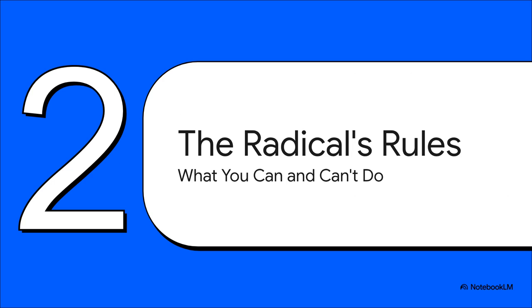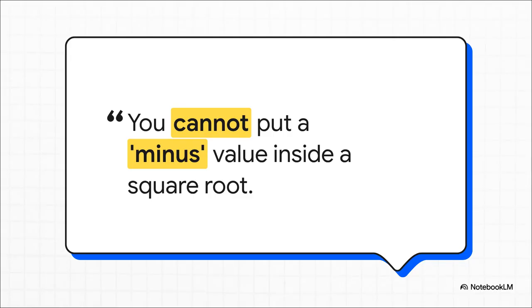Okay, so now that we know what it is, we've got to talk about the rules. And there is one single rule, the one rule you absolutely, positively cannot break when you're dealing with square roots. And here it is, the big one. You cannot put a negative number inside a square root, ever.